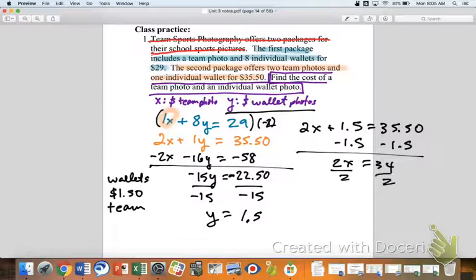That's a pretty pricey team photo. I got x equals 17. So the team photo is $17. So you can have memories of all your teammates and your coach for the low, low price of $17. Be impressed. What a deal. Okay.